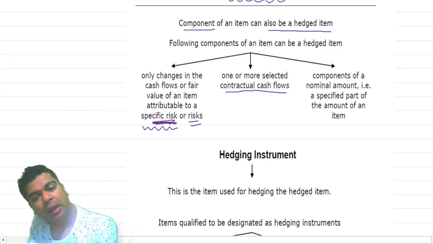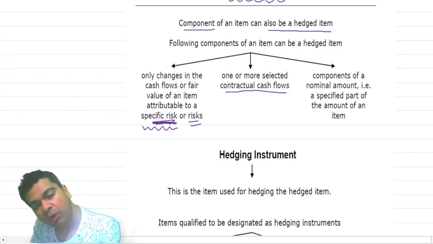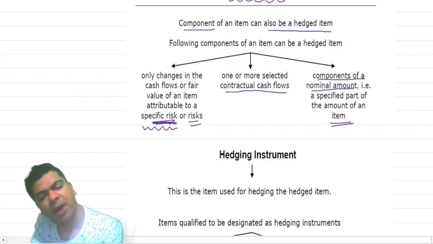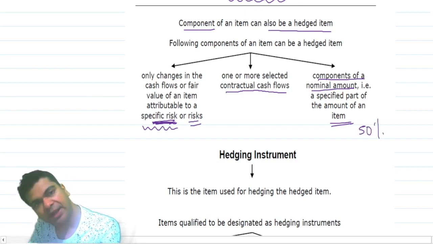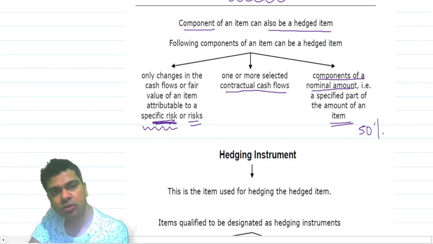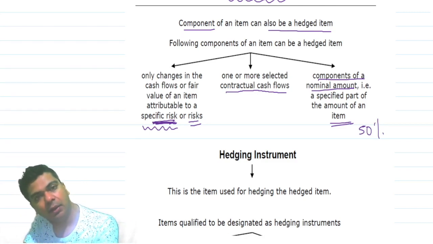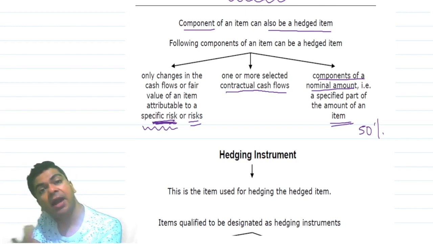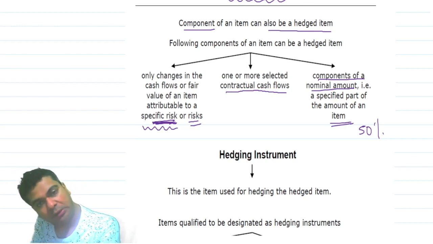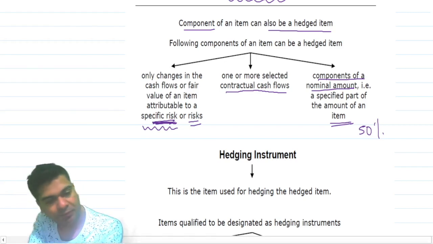Similarly, they are saying components of a nominal amount, that is a specified part of the amount of an item. So a component of a nominal amount, a specified part of the amount, that can also be done. For example, I may decide that out of the total cash flows, 50% of the cash flows I want to hedge. This is also something that can be done. So it is not necessary that the entire item should always be designated as a hedged item. No. Certain components of the hedged item can also be separately hedged.